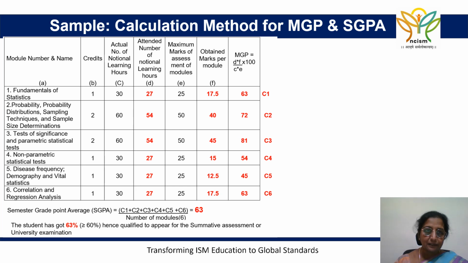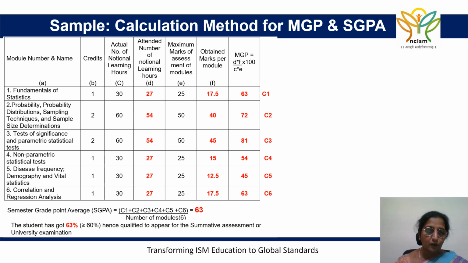This is a sample calculation for a student. Here, MGP and SGP calculations are shown in detail. The first column represents the module number and name. Here you can see there are 6 modules, and a broad title with the module number is listed.